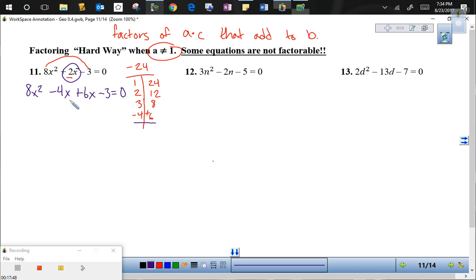Okay, it looks like we made it harder, but what's nice here is we can split this thing in half. If we split it right before the sign for that third term there, we have two different groups that we can factor separately here.